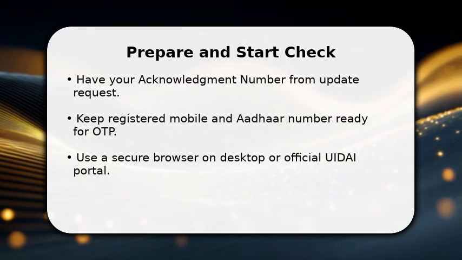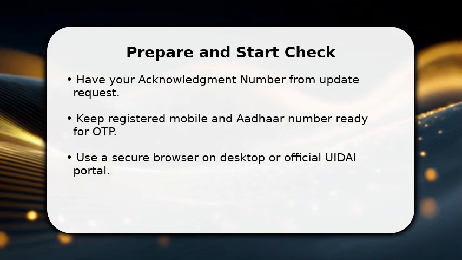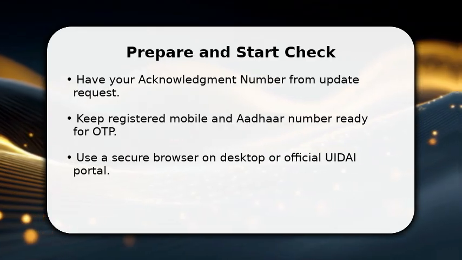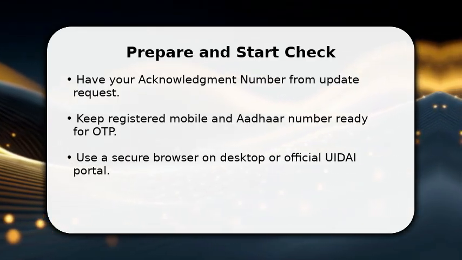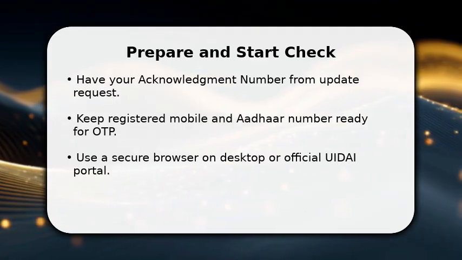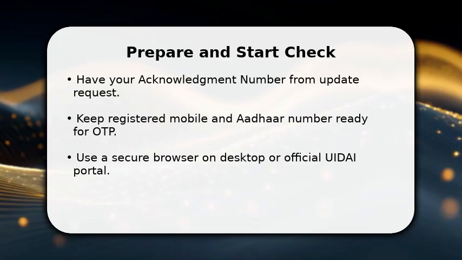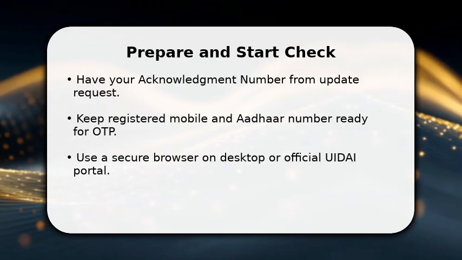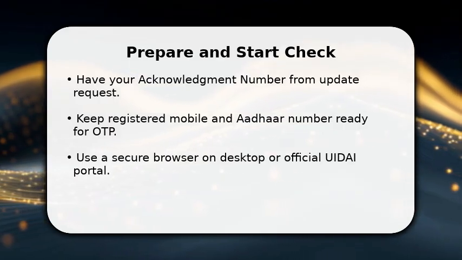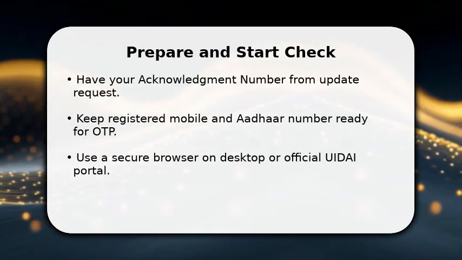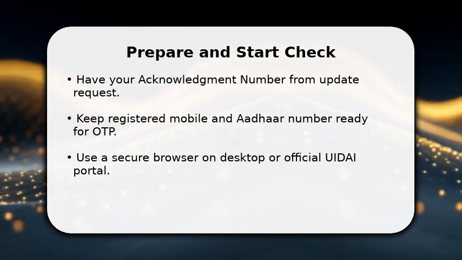You start by locating the acknowledgement number you received when submitting the Aadhaar update. Enter it on the official Aadhaar update/check page. This is the single identifier that links your request. Once done, you must verify with the registered mobile OTP so the system confirms you are the requester. Make sure to use the same mobile that was given during the update so the server returns accurate status. This prevents delays or mismatches.